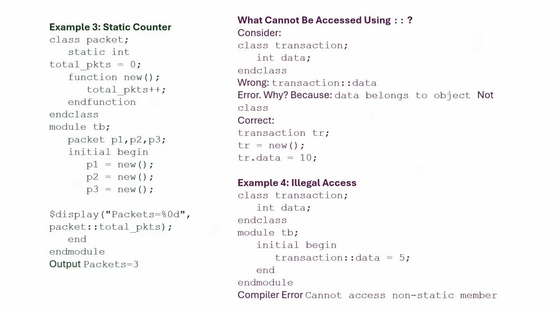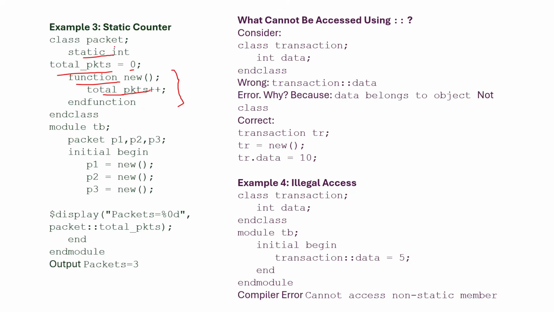In the same way, here I am using a static counter. That means I have utilized static int total_packets equal to 0. Then function new, the constructor, is utilized here. In this constructor, total_packets plus plus means it is incremented by 1, total_packets equals total_packets plus 1. In this way the value will be incremented.